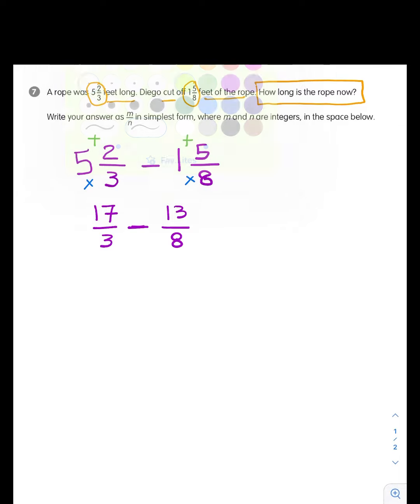So now, we need to do the subtraction. We notice that the denominators are not the same. And we notice that the least common multiple, which in this application is the least common denominator, is really the product of 3 and 8, because there are no common prime factors between 3 and 8. So basically the LCM or the LCD is really just 24, which is the product of 3 and 8.